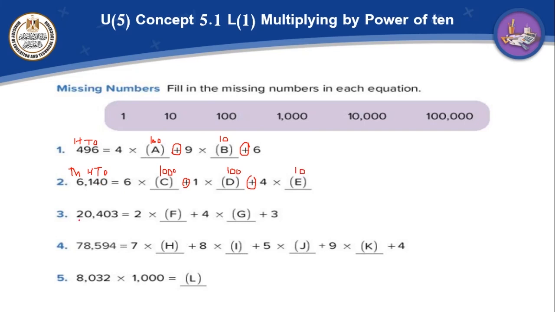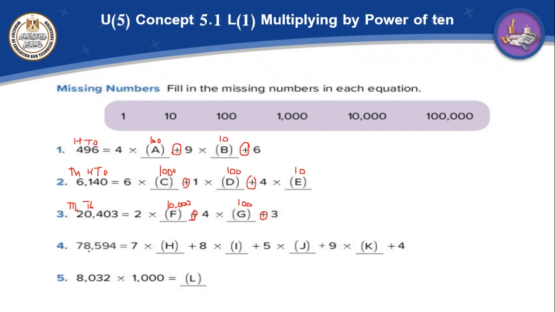Then, number 3, 20,403. 20,000 and 403, so 2 by 10,000. F equals 10 and put 3 zeros, 10,000, okay, because this is 1,000 and this is 10,000, ten thousands. 400, 4 by G, so G equals 100. You get 400 and this expanded form plus 3 because 0 isn't written.